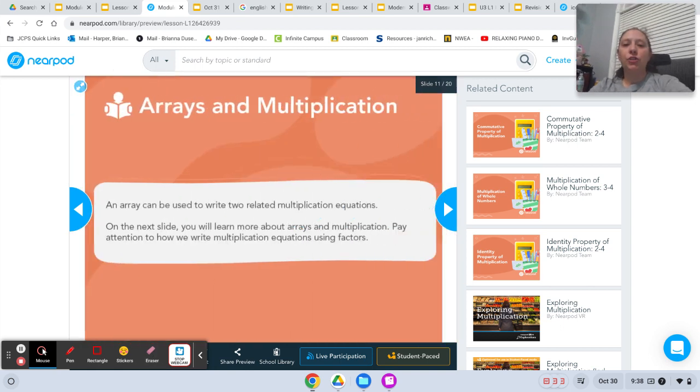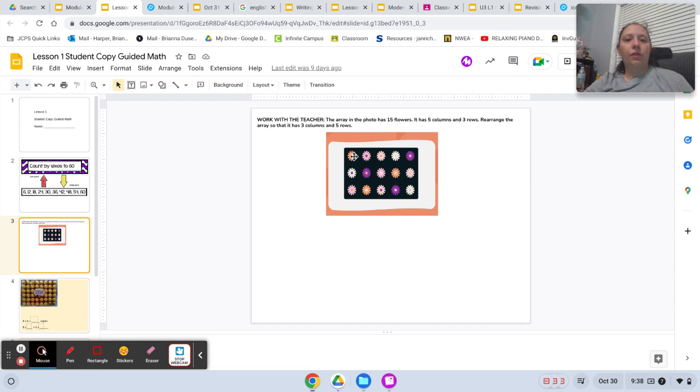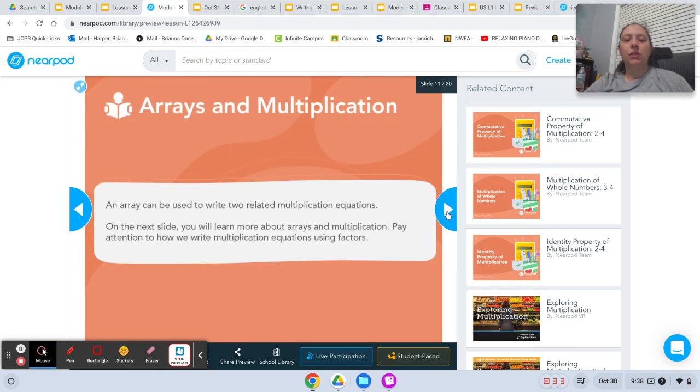So we can write 2 related multiplication equations. We had 3 times 5 is 15. And when we switched it, it was 5 times 3 is 15.